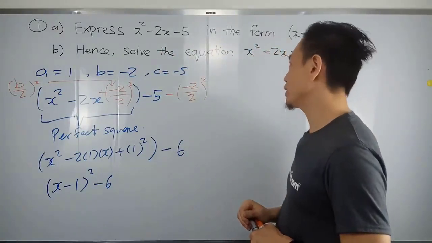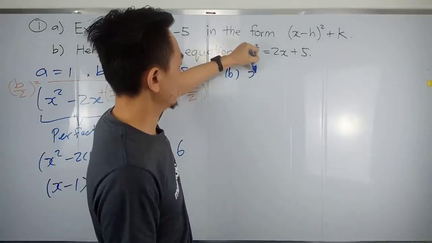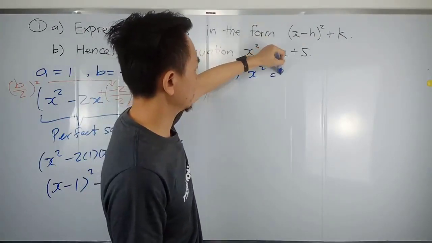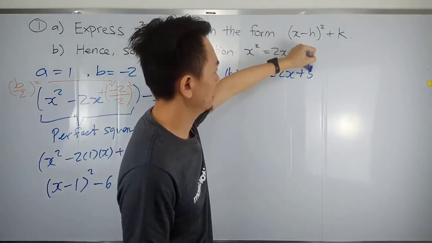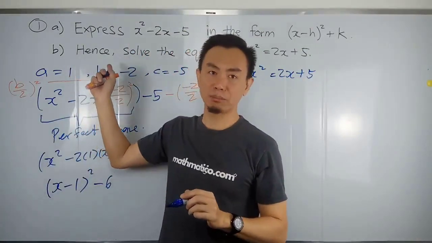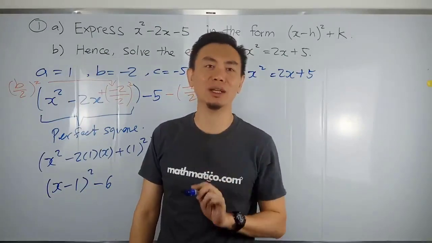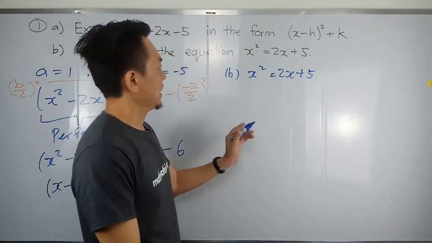We're going to solve the equation x squared is equal to 2x plus 5. Note that this is a hence question. That means we have to use the part 1 result to solve it. If you see the word hence, you have to use the part 1 result to solve it.